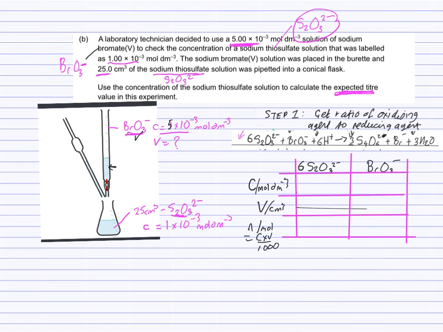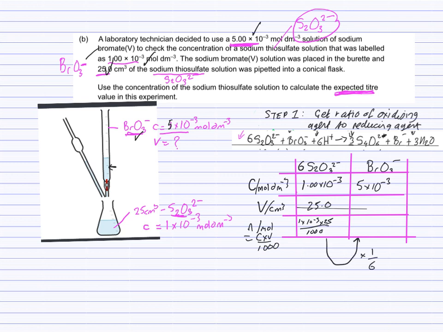Put all of your information into a table, because by laying it out this way, you'll be less confused as to what you've got to do next. So we've got the molar concentration of the bromate, which is 5 times 10 to the minus 3 moles per dm cubed. We've got the concentration of the thiosulfate, which is 1 times 10 to the minus 3 moles per dm cubed from the question. The volume of the thiosulfate is in the conical flask, which is 25 centimetres cubed. And therefore the amount is concentration times volume, which then can be transferred to the moles of bromate.